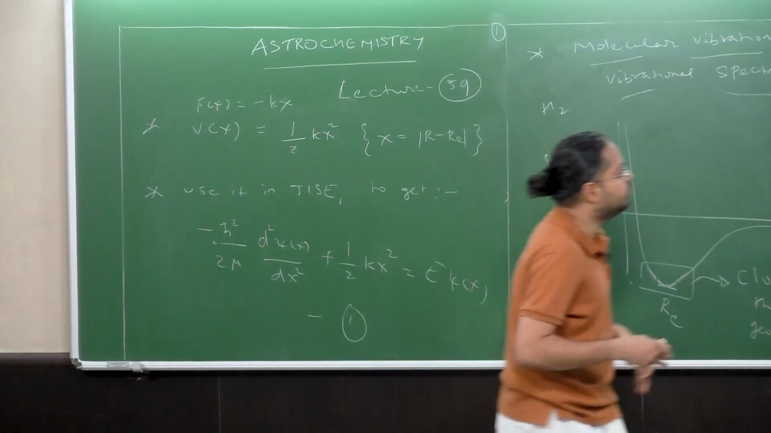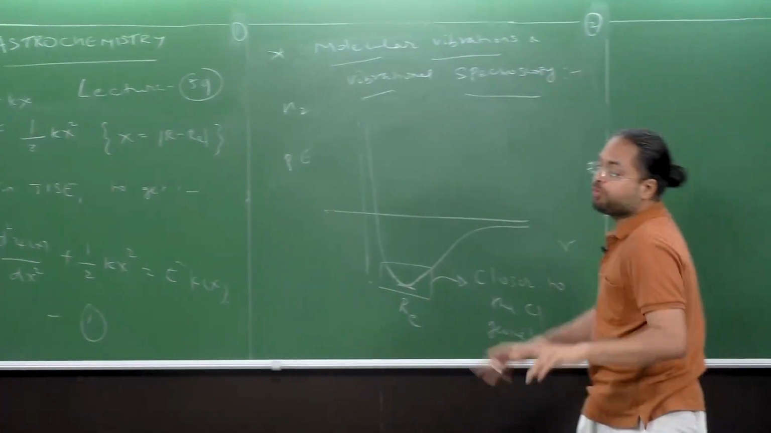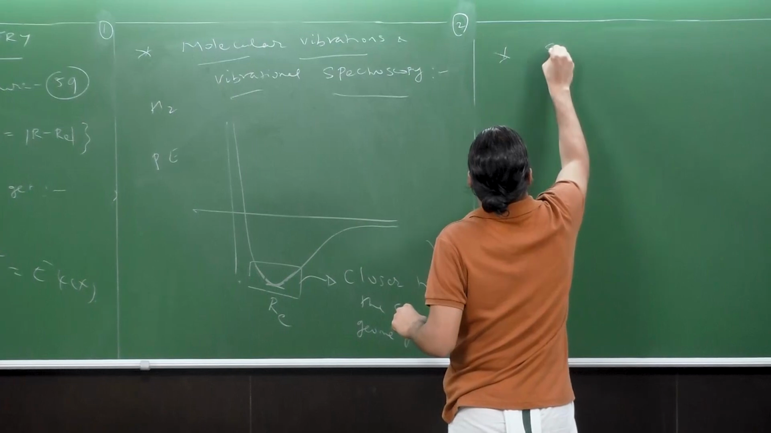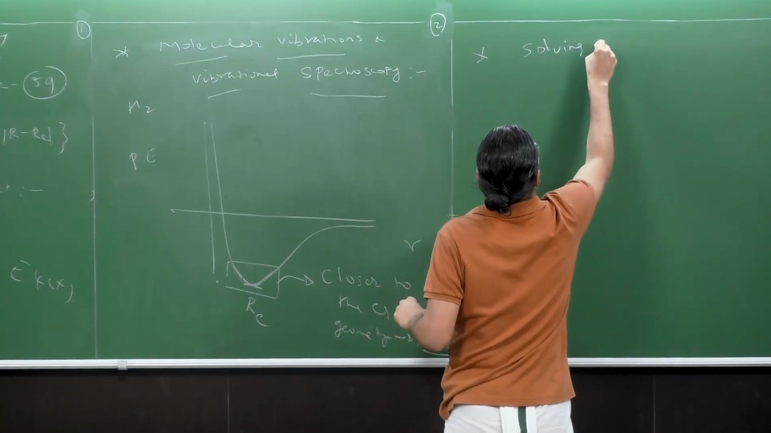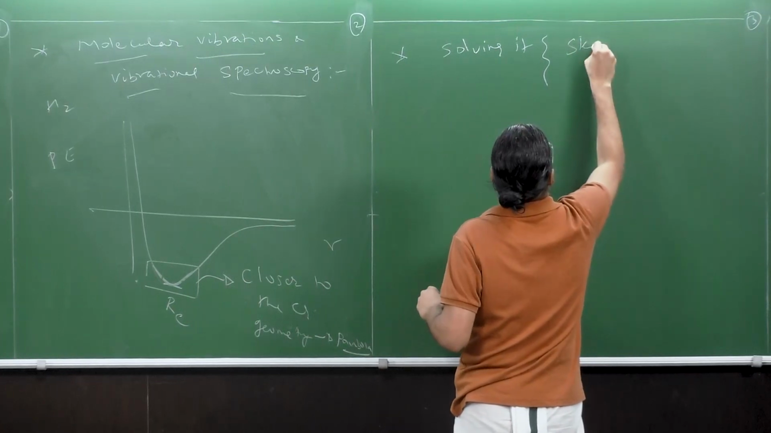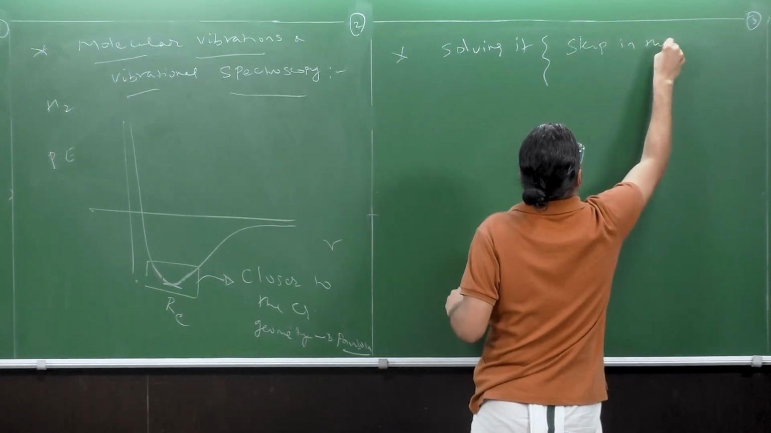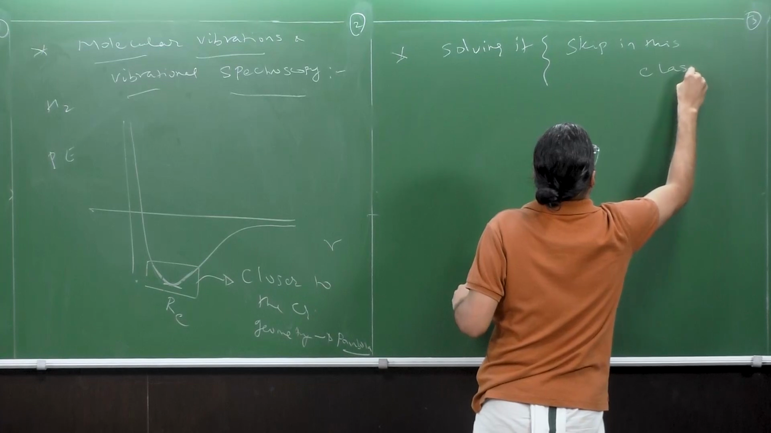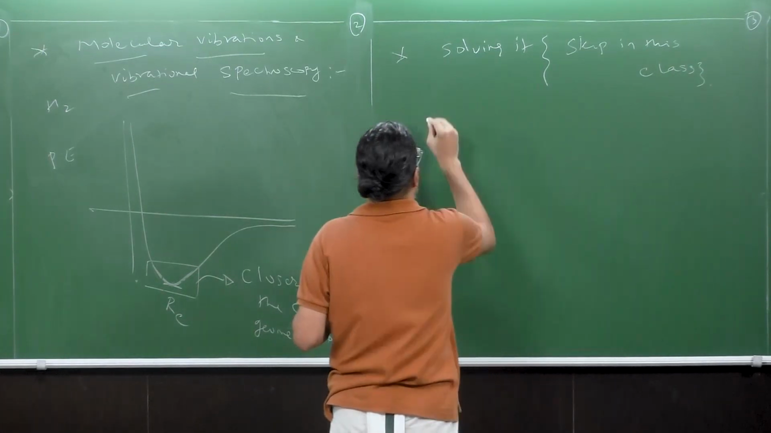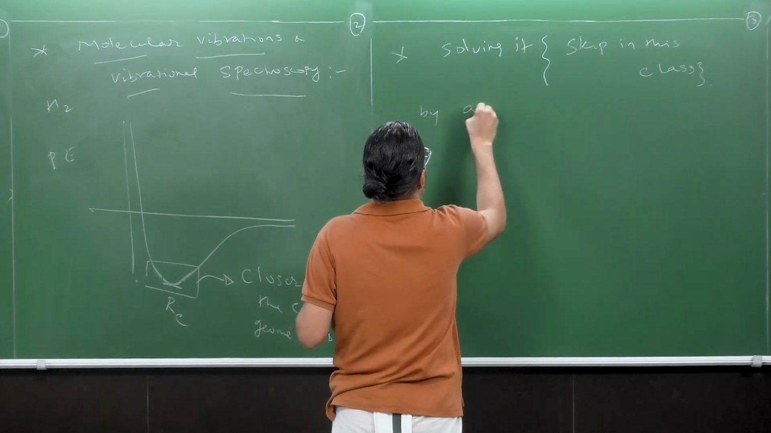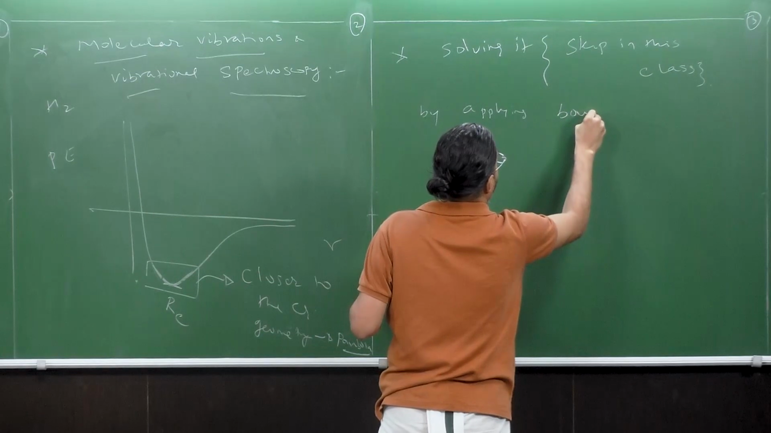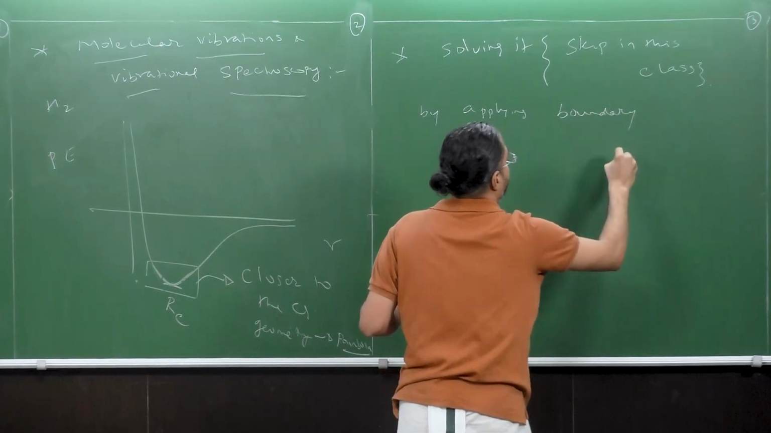Once we solve this, after applying the boundary condition, we shall be getting the energy levels. We skip the solving in this class, and we get the result by applying a boundary condition.